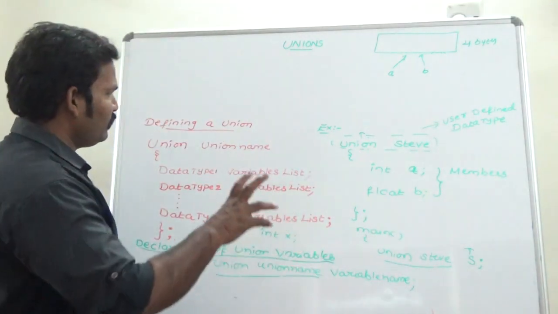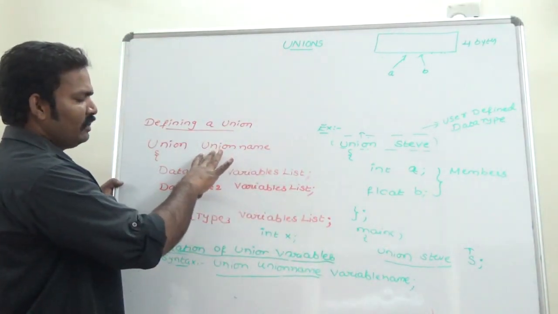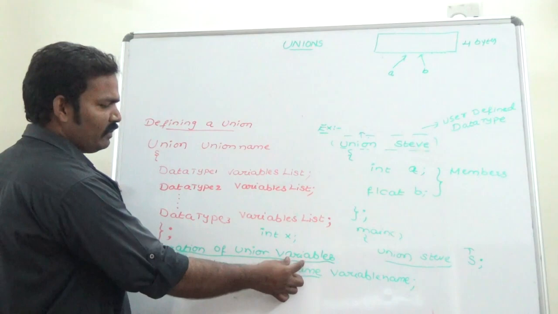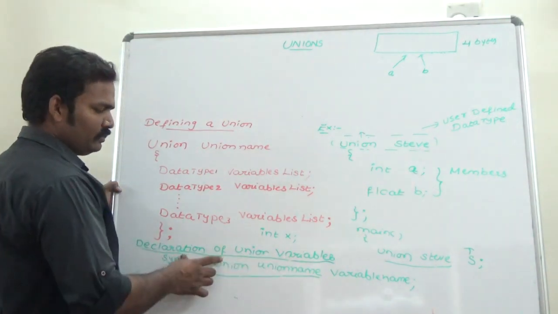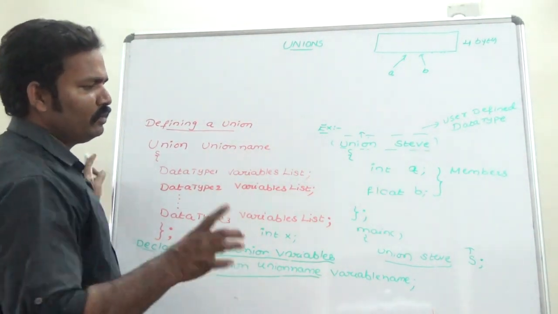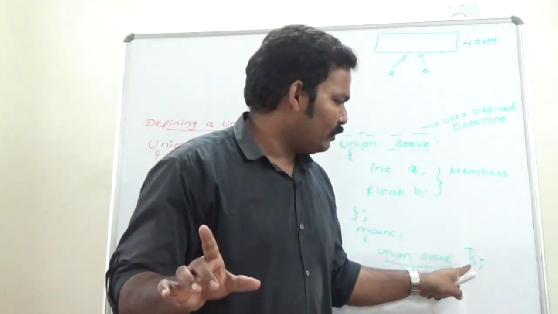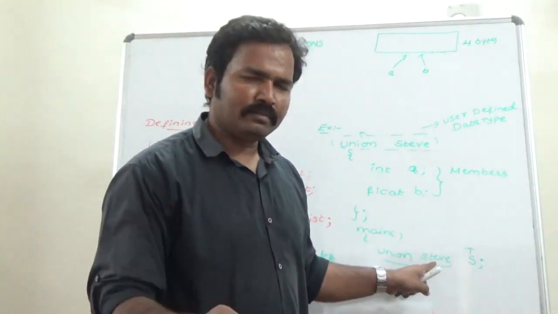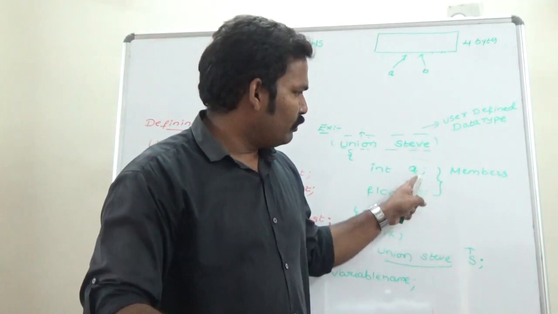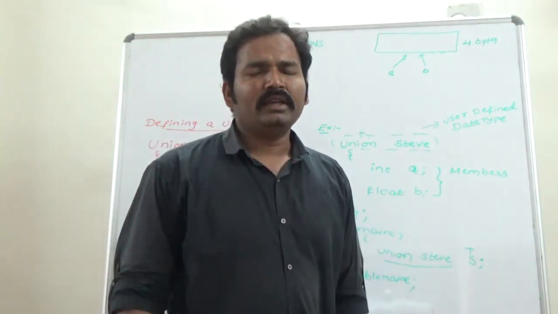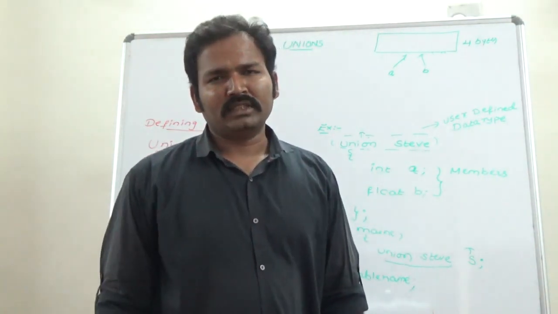Up to now we covered how to define a union and how to declare a variable of union type. When we declare a variable of union steel type, only then will memory blocks be allocated for the union member variables.